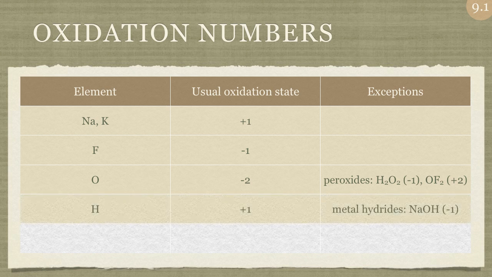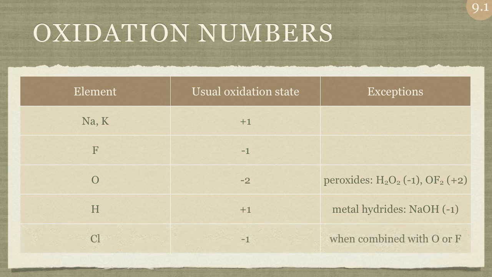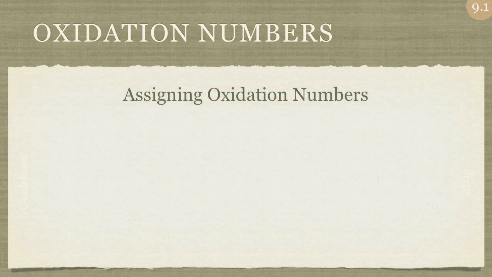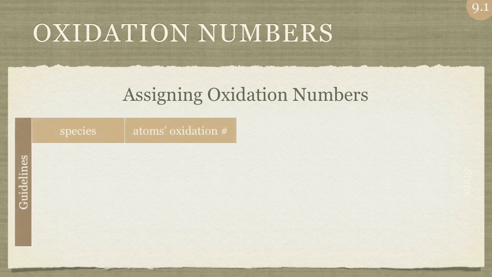Hydrogen will usually have a +1 oxidation state, except in the case where it's in a metal hydride. Chlorine is usually a -1, except when combined with oxygen or fluorine, the only 2 elements that are more electronegative than it. In order to assign oxidation numbers, we need to keep in mind some guidelines.